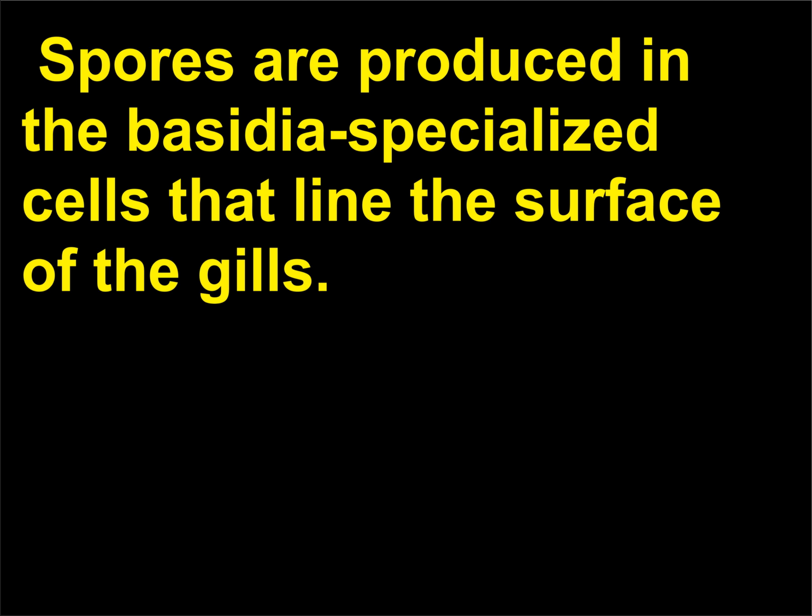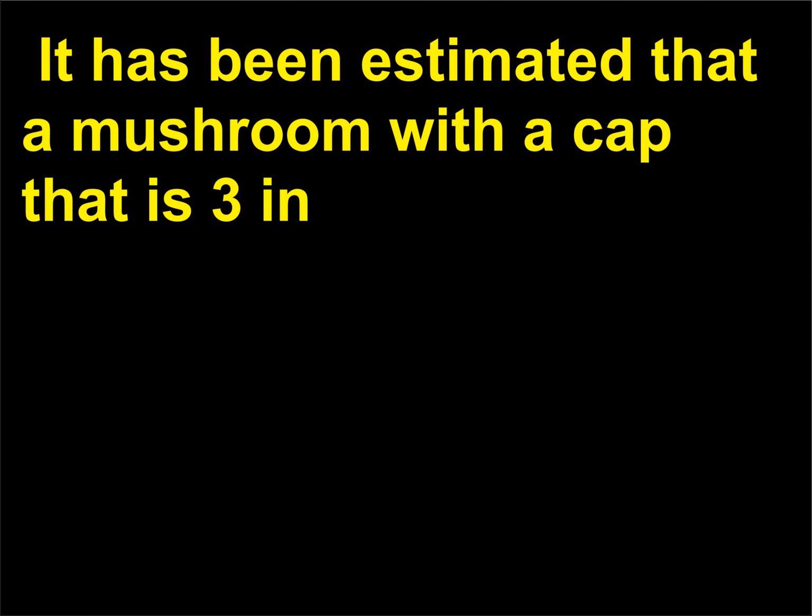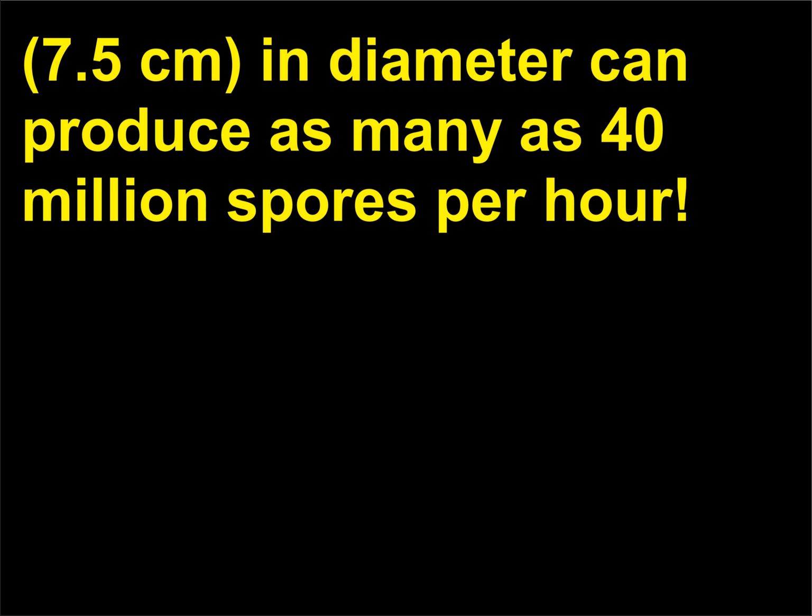Spores are produced in the basidia, specialized cells that line the surface of the gills. It has been estimated that a mushroom with a cap that is 3 in (7.5 centimeters) in diameter can produce as many as 40 million spores per hour.